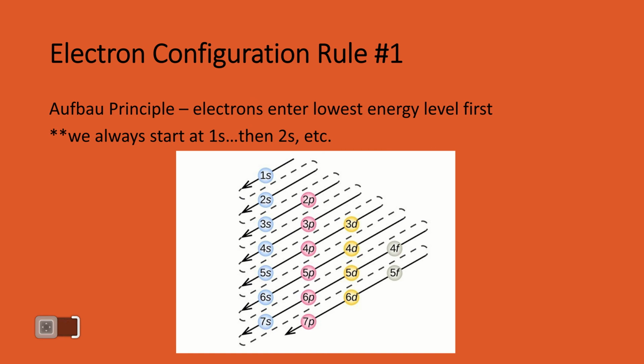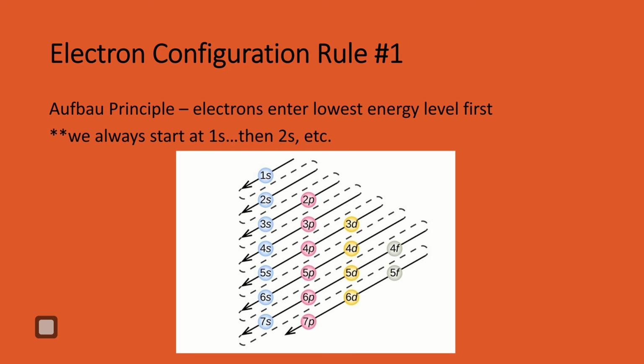All right. But the first rule, there are 3 electron configuration orbital diagram rules. And the only one I need to introduce right now is what's called the Aufbau Principle. It's actually pronounced Aufbau. Okay, the Aufbau Principle.